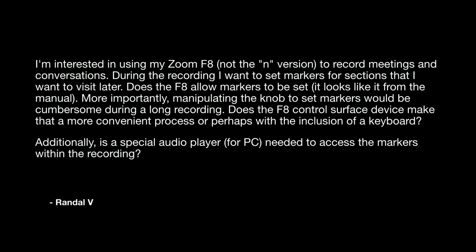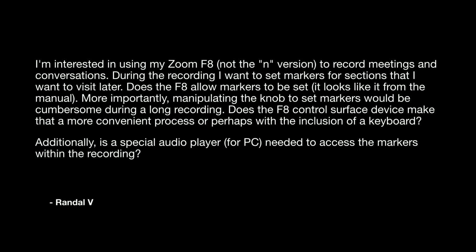Next up is Randall. I'm interested in using my Zoom F8, not the N version, to record meetings and conversations. During the recording, I want to set markers for sections that I want to visit later. Does the F8 allow markers to be set? It looks like it from the manual. More importantly, manipulating the knob to set markers would be cumbersome during a long recording. Does the F8 control surface device make that a more convenient process, or perhaps with the inclusion of a keyboard?